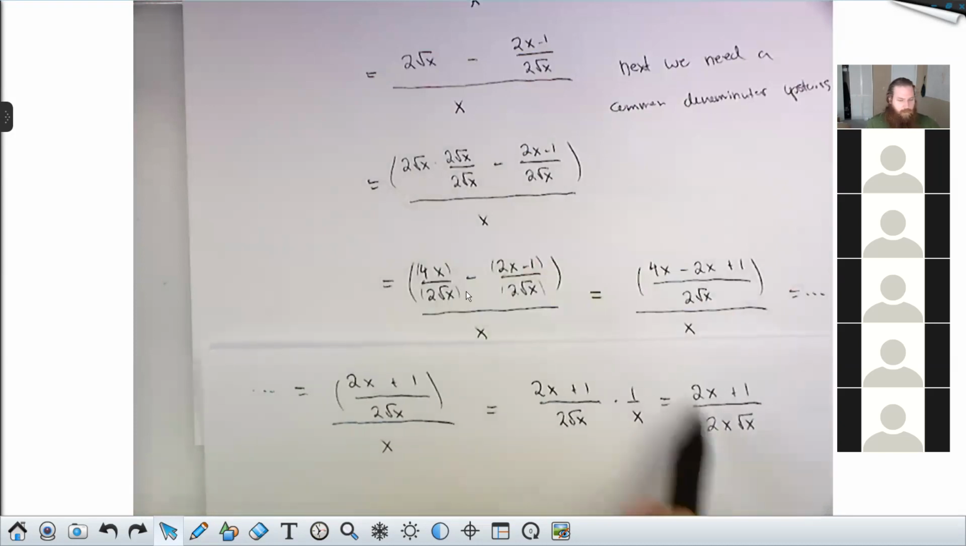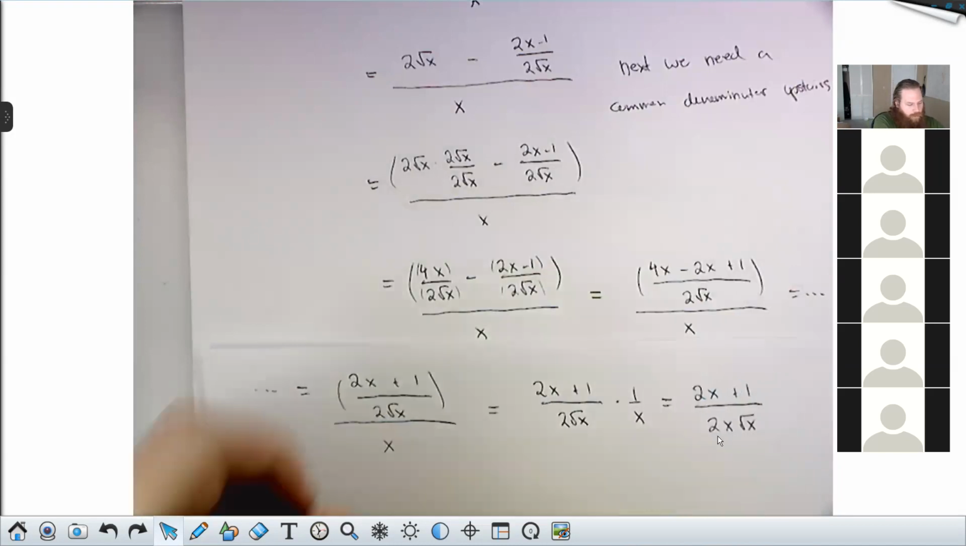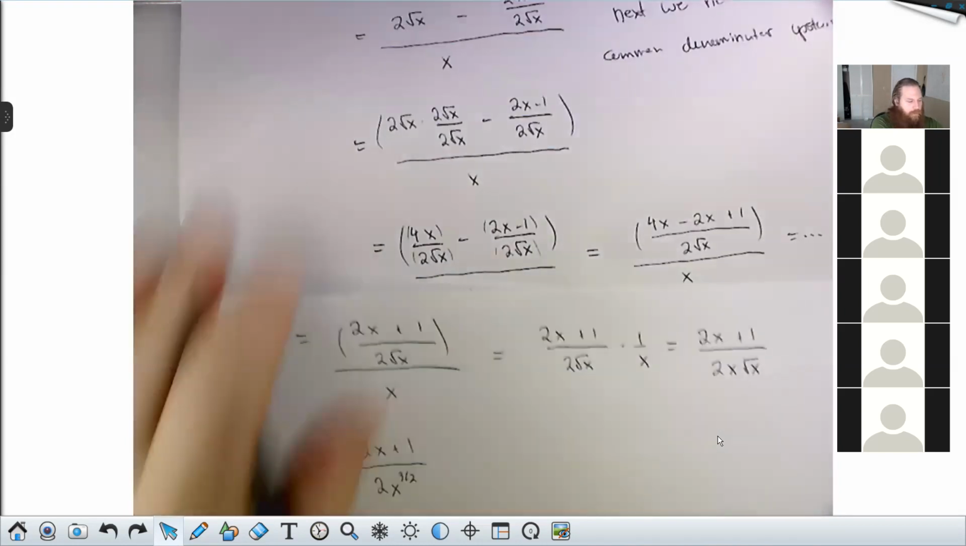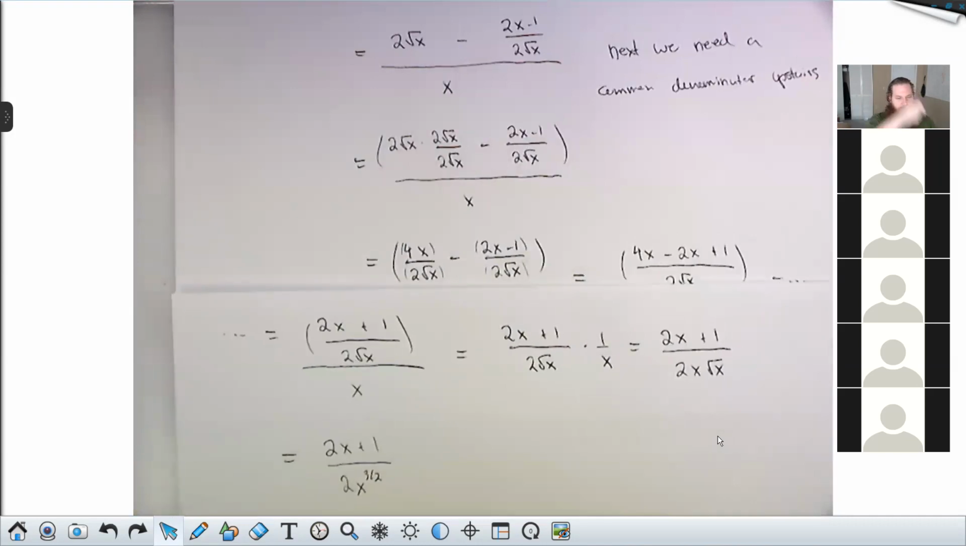I can't cancel the 2's because the 2 is not a factor of the top. I can't cancel the x's. The x is not a factor of the top. I would have to be able to factor those out in order to cancel them. But since I cannot factor out the 2 from the top, I can't cancel it. I cannot factor the x from the top because this guy doesn't have an x, so I can't cancel it. The only thing you could possibly hope to do with this from here is to rewrite the bottom as 2 times x to the 3/2 power. Because x to the 1 times x to the 1/2 is x to the 3/2.